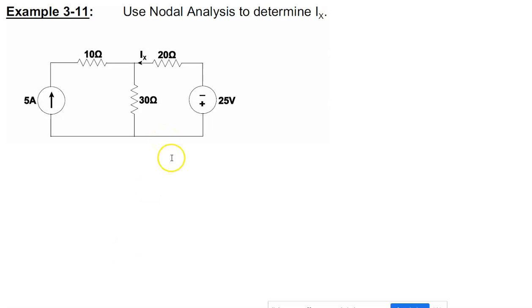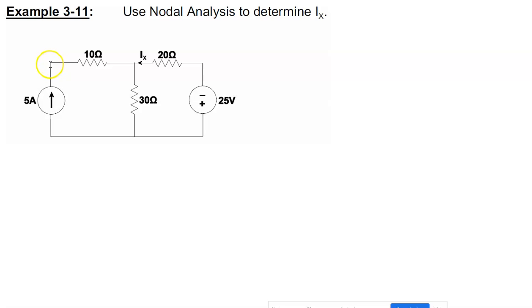And so let's go through our procedure for this. First one is to identify the number of nodes. And so this large one at the bottom here has the two sources connected to it, so it's probably the best choice for a reference node.